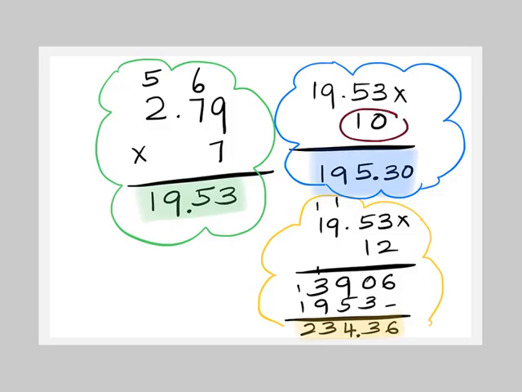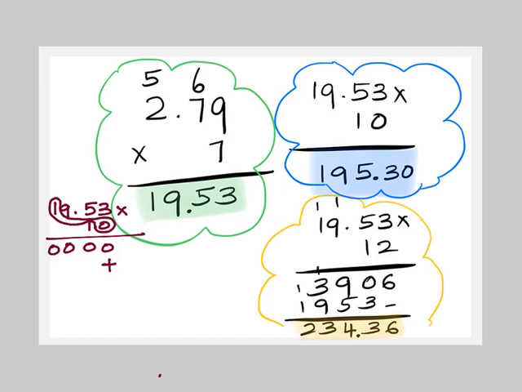Here you can see a two-digit number 10 is multiplying a decimal number 19.53. So I'll show you how it is being multiplied. 19.53 times 10. So first let's do with 0. 0 times 3 is 0. 0 times 5 is 0. 0 times 9 is 0. And 0 times 1 is 0.